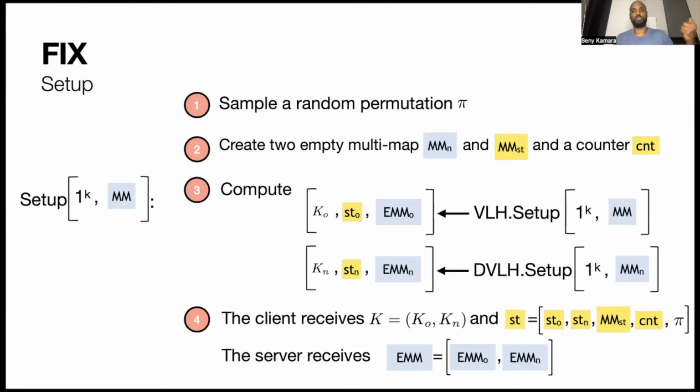So we're going to take our input multimap MM, and we're going to encrypt it with a static volume hiding scheme, which is going to give us an encrypted multimap EMM_O, for old. And then we're going to take our empty multimap, and we're going to set it up with our dynamic volume hiding scheme, which is going to give us an encrypted multimap EMM_N, for new. Okay, and our injection secure encrypted multimap now is going to be composed of these two EMMs: EMM_O, which is static, and EMM_N, which is dynamic, both of which are volume hiding.